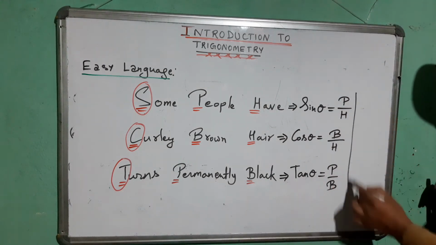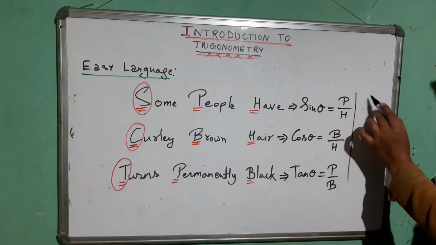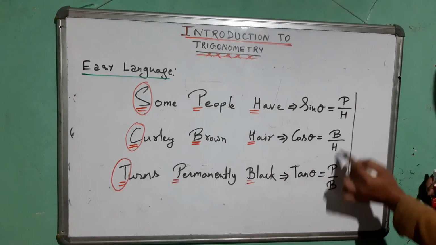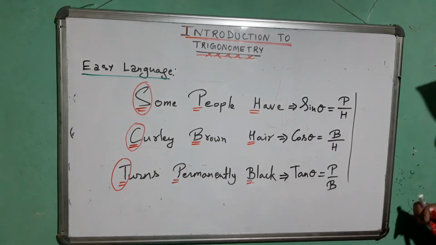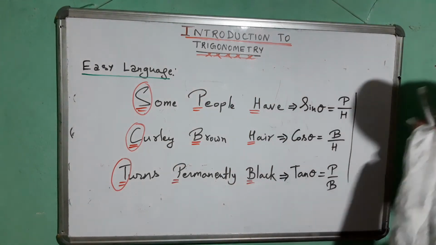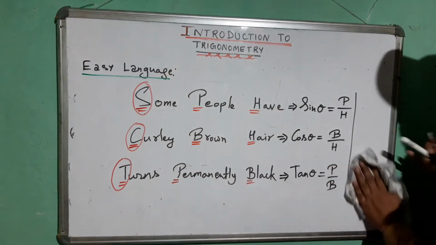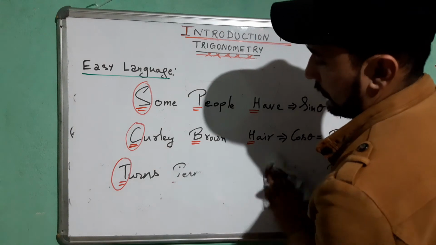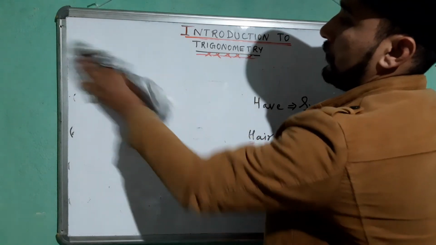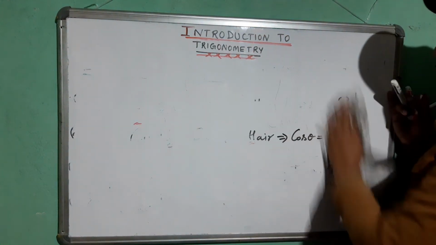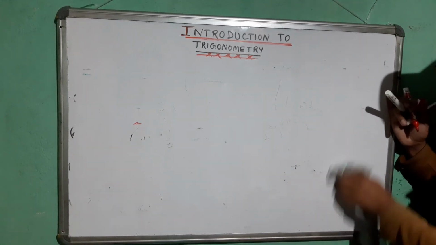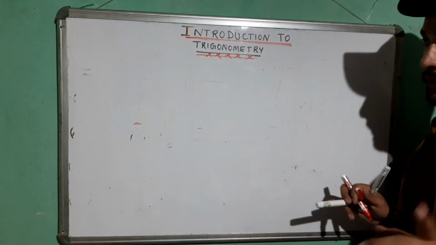Okay, and after this, if you know the reciprocal of sin theta is cosec theta, you can just invert this one. The reciprocal of cos theta is sec theta, you can invert this. The reciprocal of tan is cot, you can invert it. So with this sentence you can memorize the formulas easily. That's why I have written it in easy language. There are 6 trigonometric ratios: sine, cos, tan, cosec, sec, and cot.